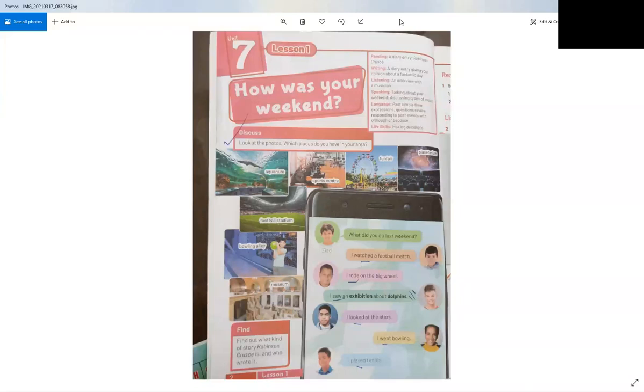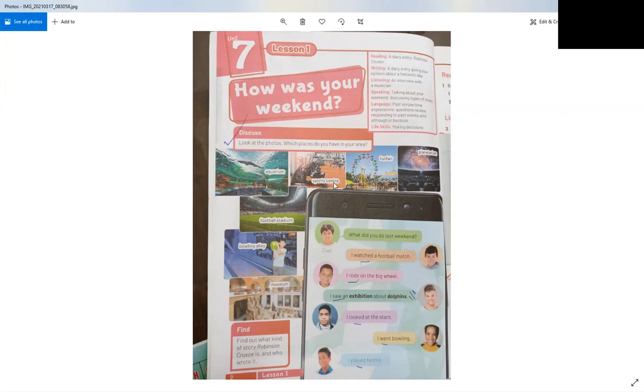Now we have different places. Look at the photos. Which places do you have in your area? Now we're going to read these new words. We have aquarium. Aquarium is the museum where we can see fish and sea animals like whales and sharks. This is aquarium. And then we have here sports center.